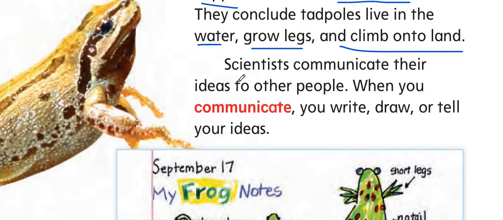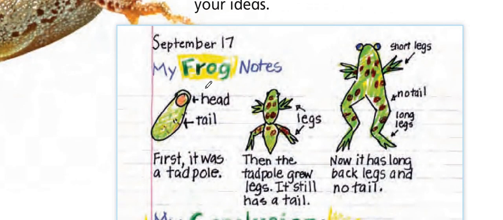Scientists communicate their ideas to other people. And when you communicate, you write, draw, or tell your idea. Communicate means I'm talking with somebody, or maybe I draw something to communicate with the other person and tell my idea.